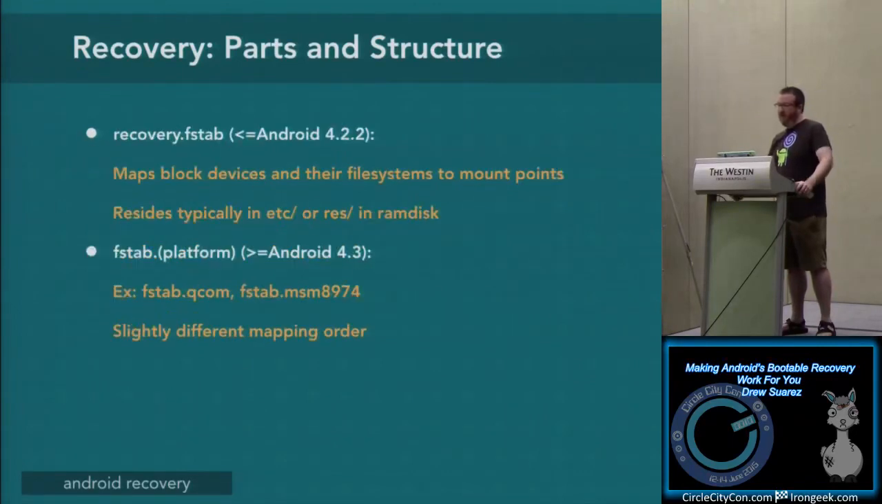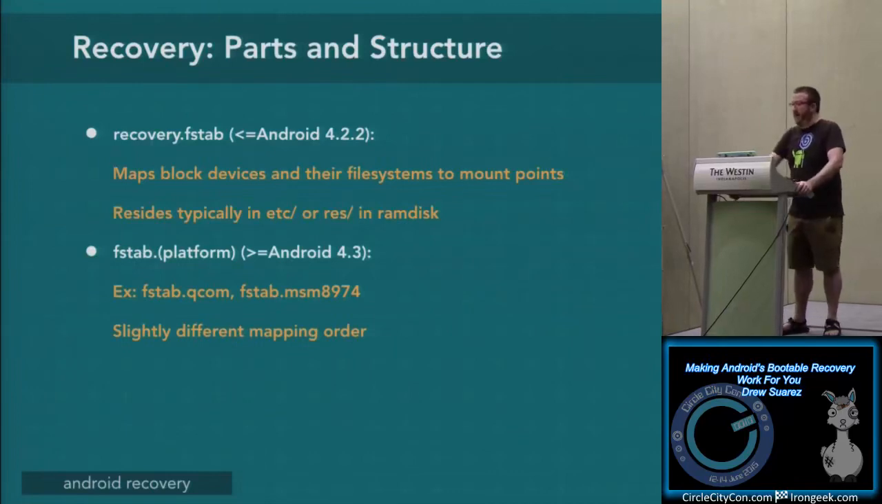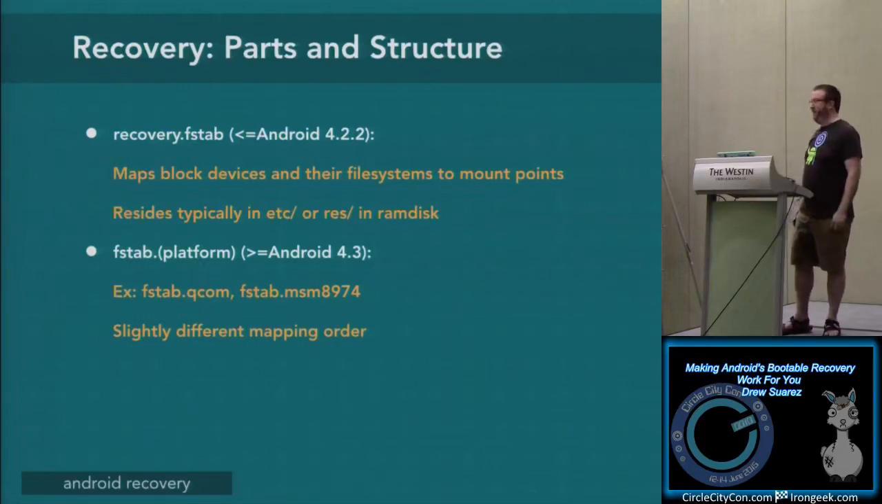The other files you'll find in here: everything up to and including Jelly Bean 4.2 uses a file called recovery.fstab. And if you've ever worked with an etc fstab file in Linux, it's essentially the exact same idea. It just maps the block devices and their file systems to mount points in the environment. This typically lives in the etc or the res folder in the RAM disk.